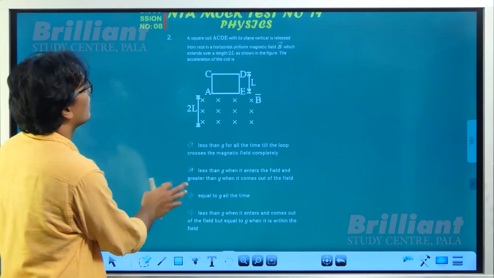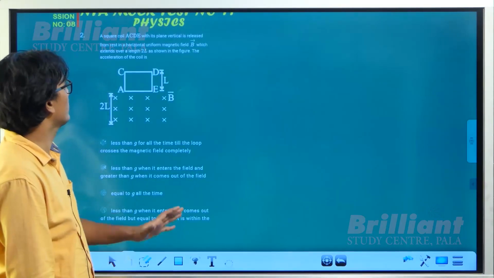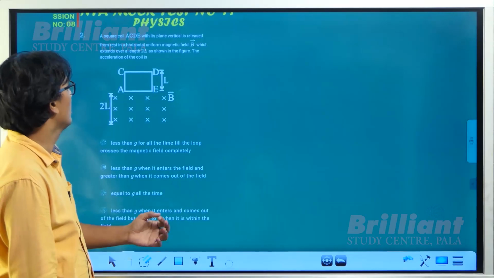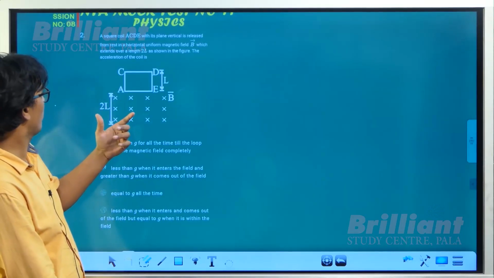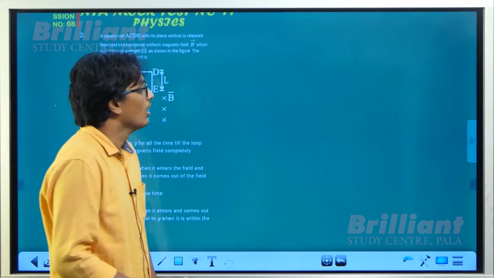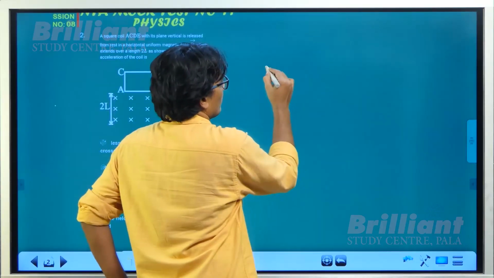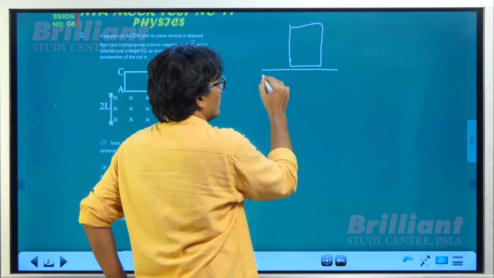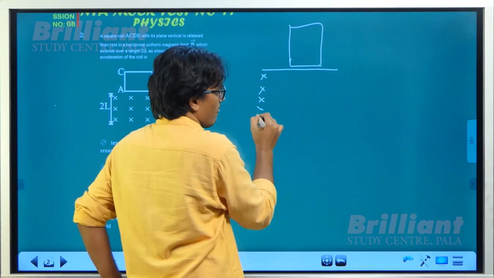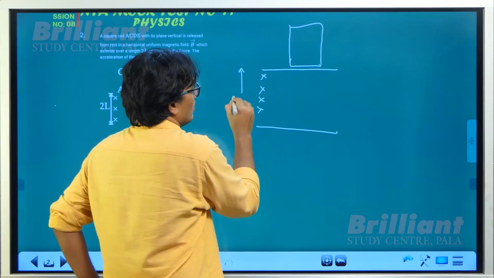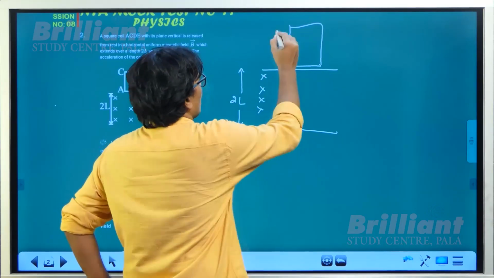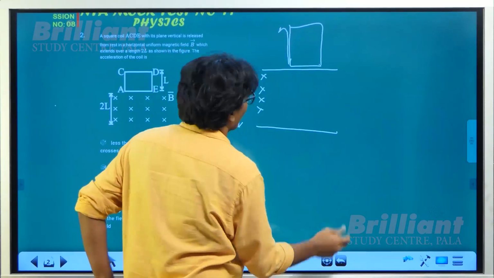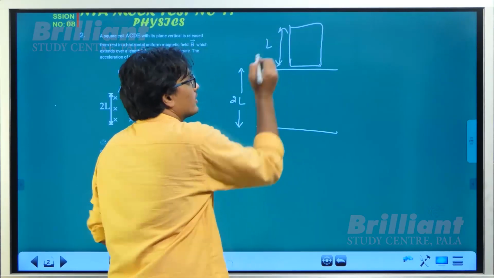Second question. A square coil ACDE with its plane vertical is released from rest in a horizontal magnetic field which extends over length 2L as shown in the figure. The acceleration of the coil is. So if you look at this, this is the coil. Your magnetic field is in this region. They have given this length as 2L. This length is L, and the length of this is L.